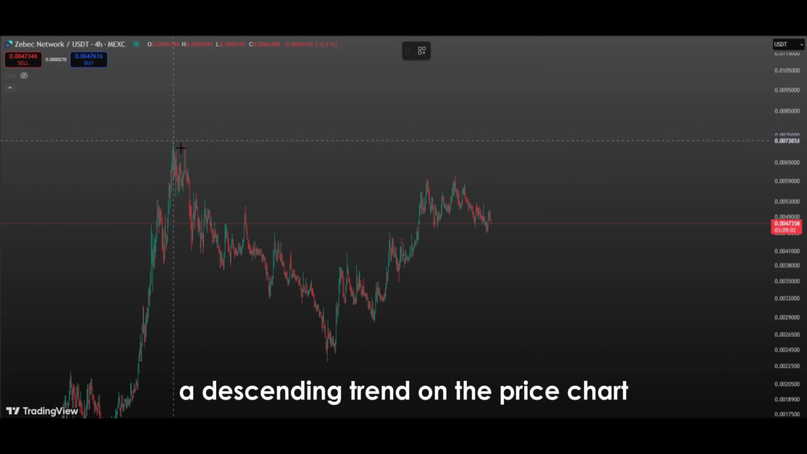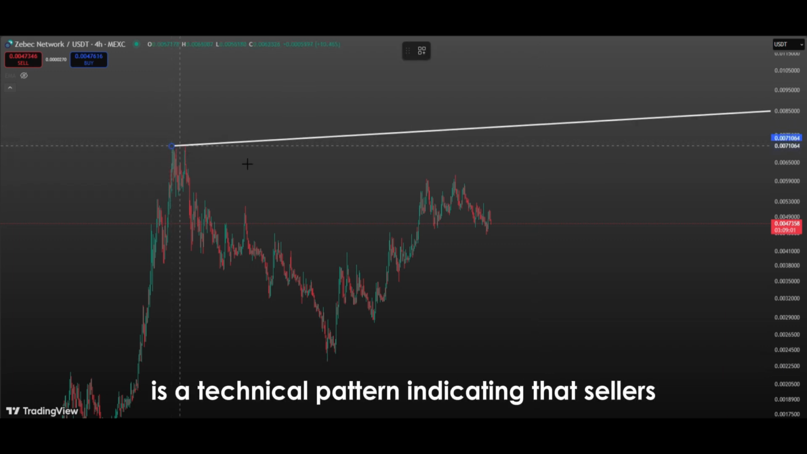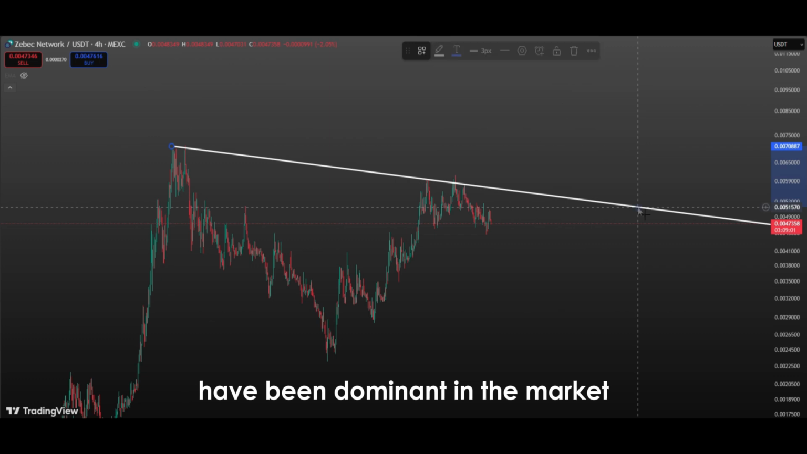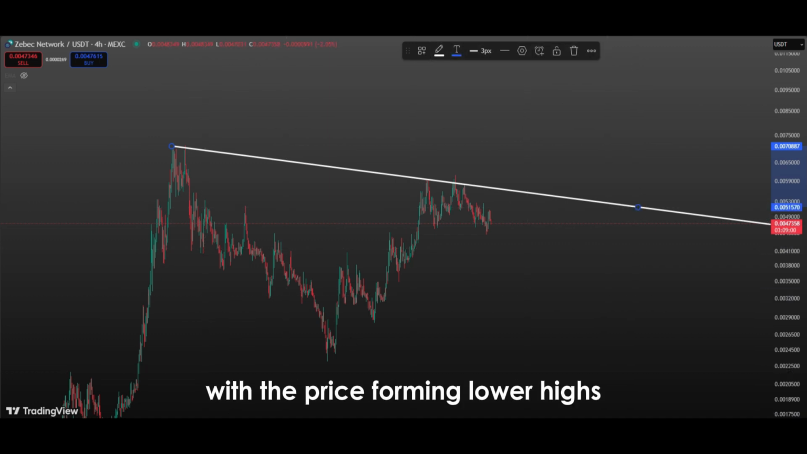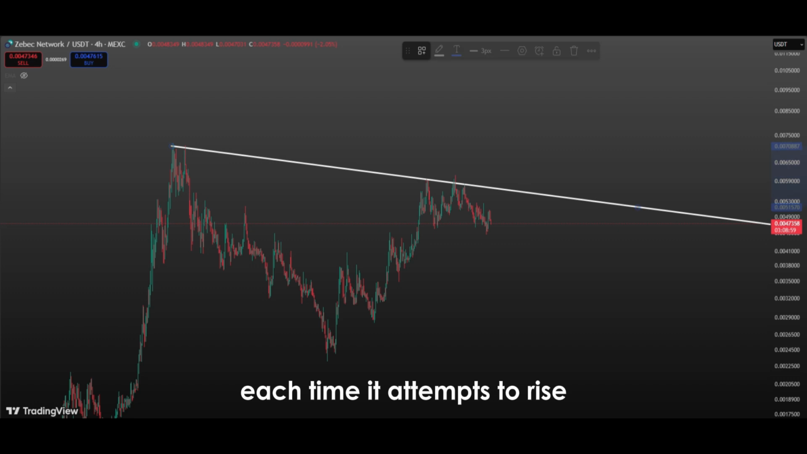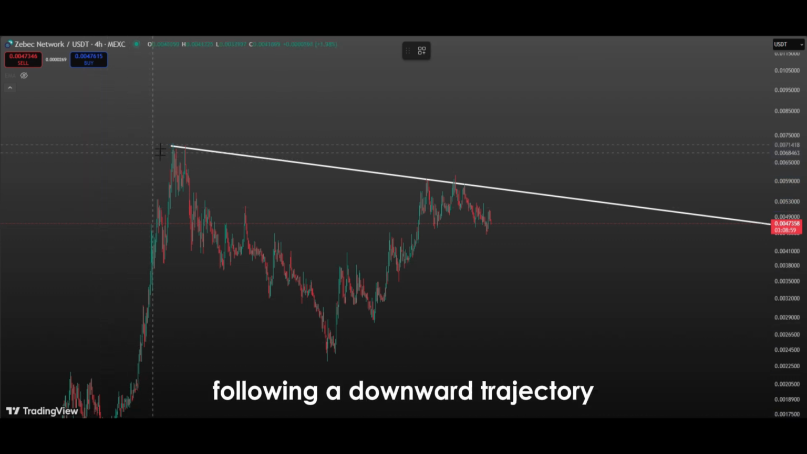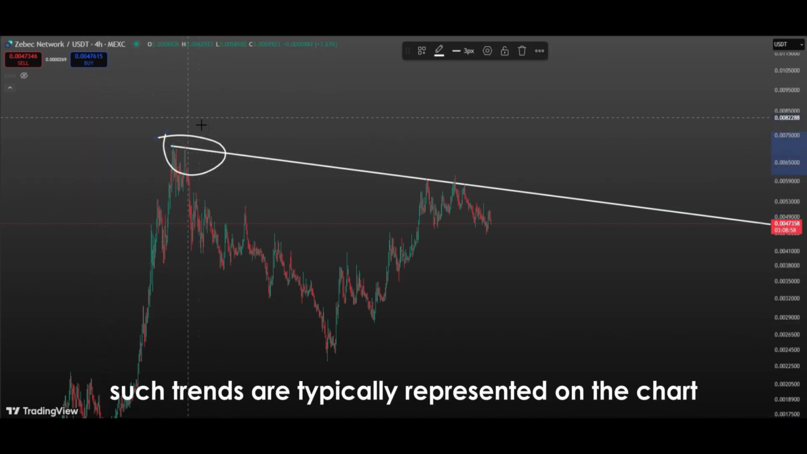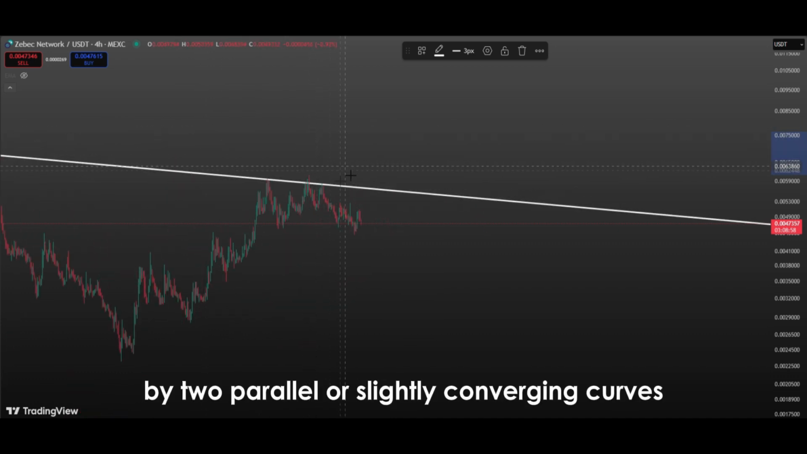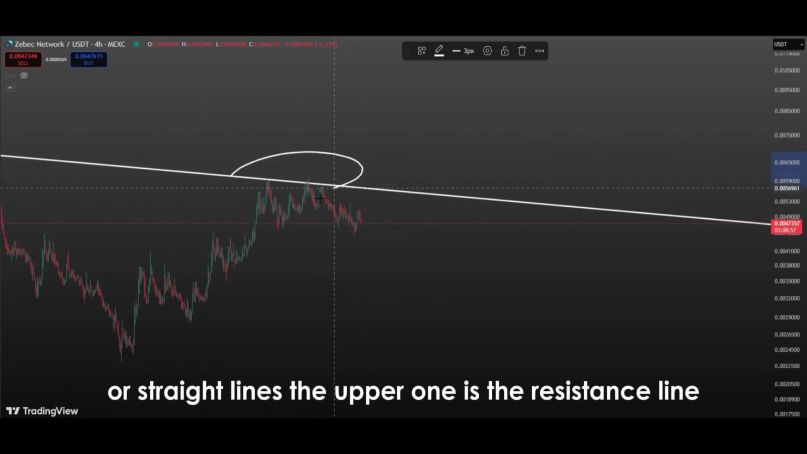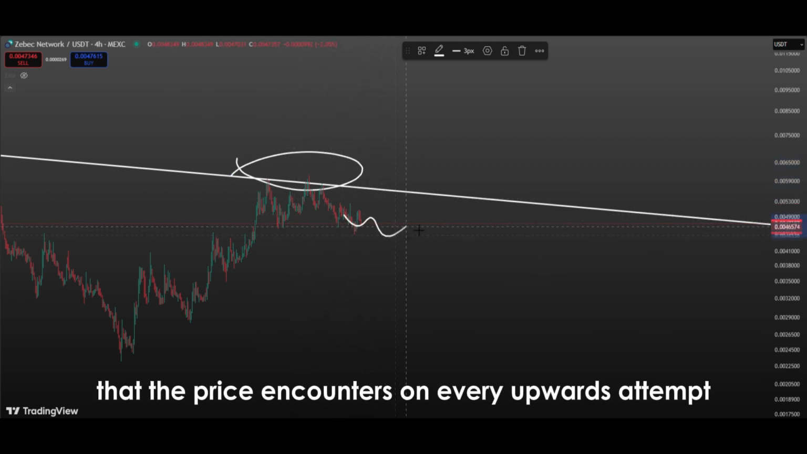A descending trend on the price chart is a technical pattern indicating that sellers have been dominant in the market for a certain period, with the price forming lower highs each time it attempts to rise, following a downward trajectory. Such trends are typically represented on the chart by two parallel or slightly converging curves or straight lines. The upper one is the resistance line that the price encounters on every upwards attempt.